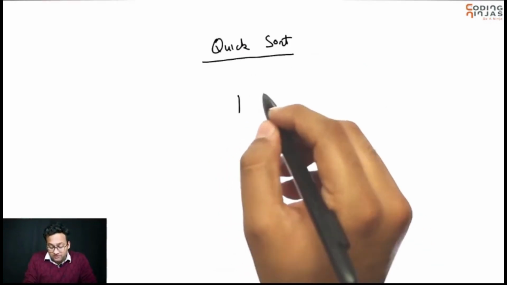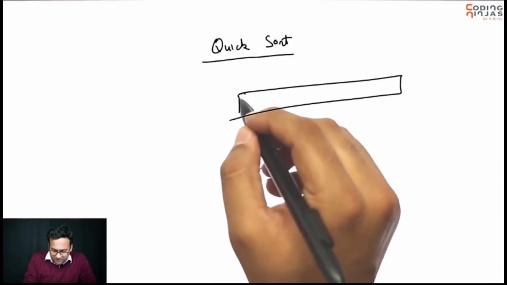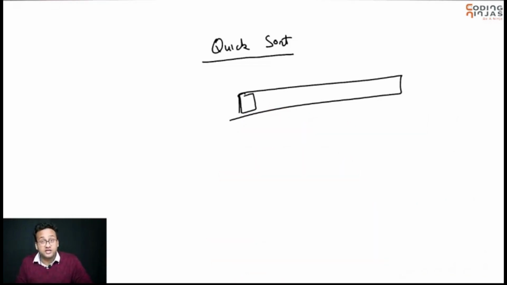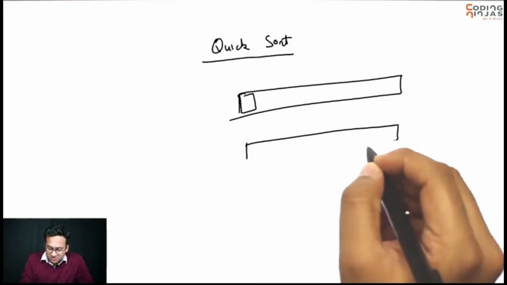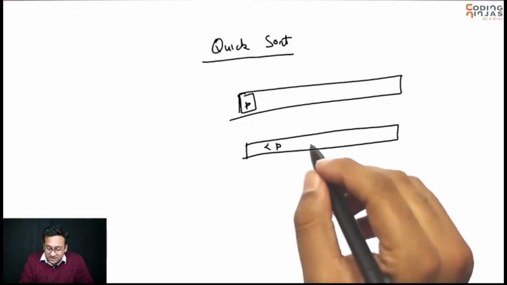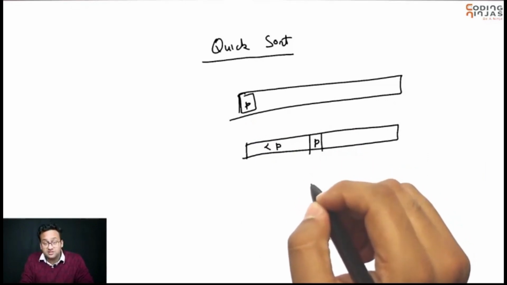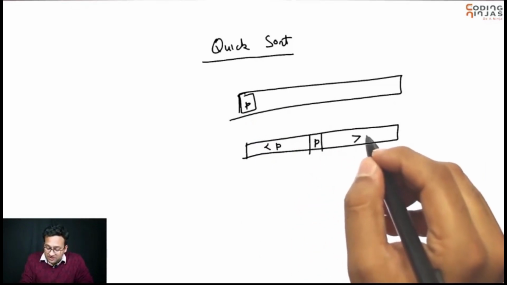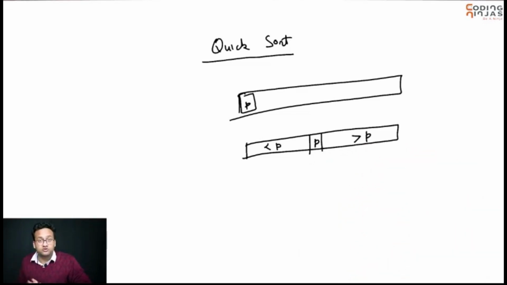The way we discussed is, we said we will pick an element and use that element as a pivot element. We will find everything that is smaller than the pivot and put that on the left side. The pivot will go to its correct place, and everything greater than or equal to P goes to the right side.